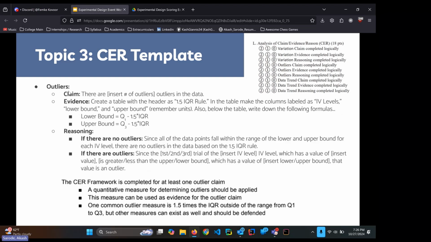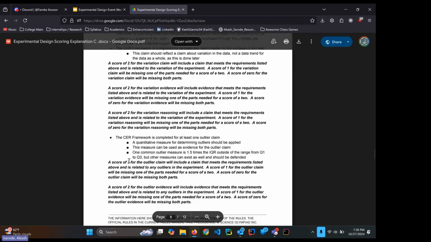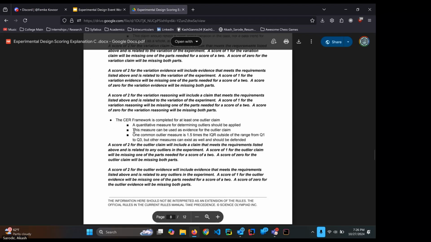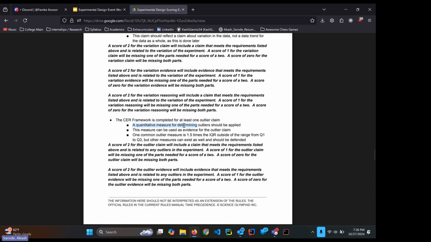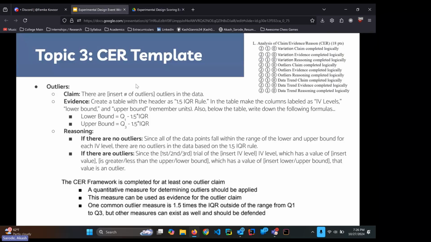And then for outliers, it says in the scoring explanation guide that you have to use a quantitative measurement for evidence. And one example that they provide in the scoring explanation guide is using the 1.5 IQR rule. So when my partners and I made a template for outliers that we would use in an invitational, we just stuck with using the 1.5 IQR rule.